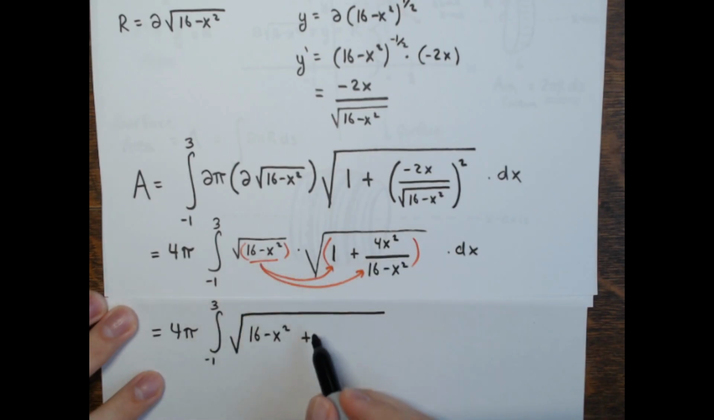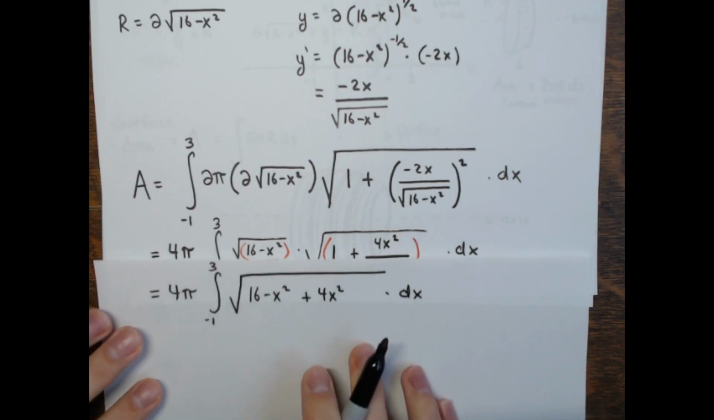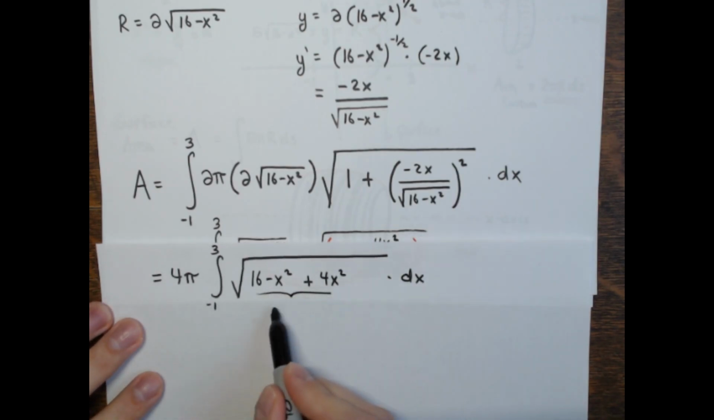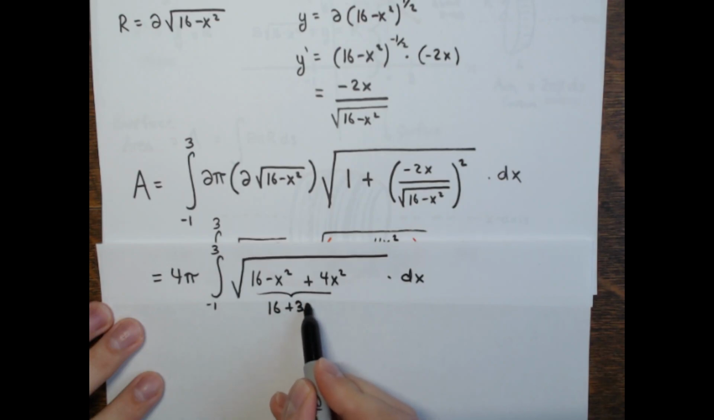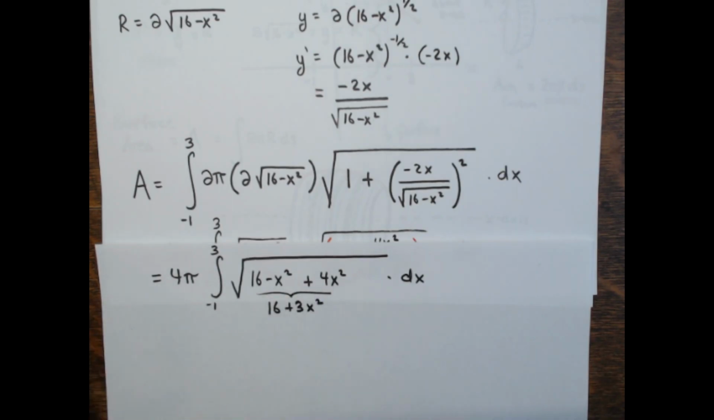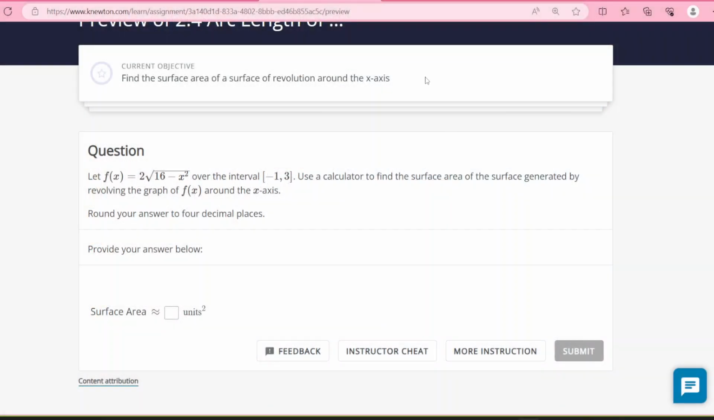The 16 minus x squareds would cancel. It would just be plus 4x squared. That's it, and then times the x on the outside. Put these together, that's plus 3x squared, right? So I'm just going to type this in. This will be 16 plus 3x squared, all inside the square root there. Right, and I'm done. So I'll just enter this and round to 4 decimal places.